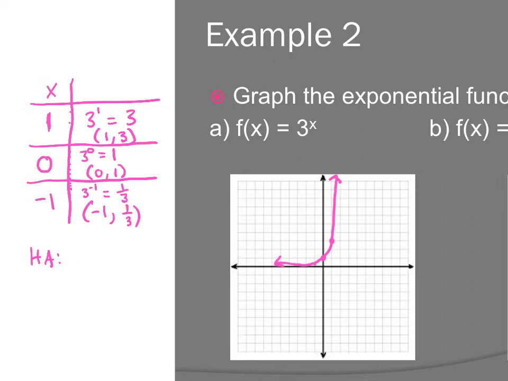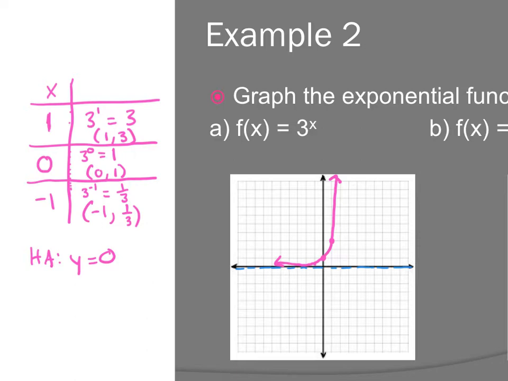What's my horizontal asymptote? 0. Y is equal to 0. So it's the x-axis. Our graph gets really close to it but never touches. So our horizontal asymptote is y is equal to 0.